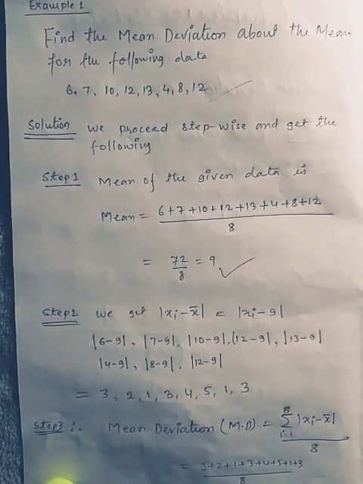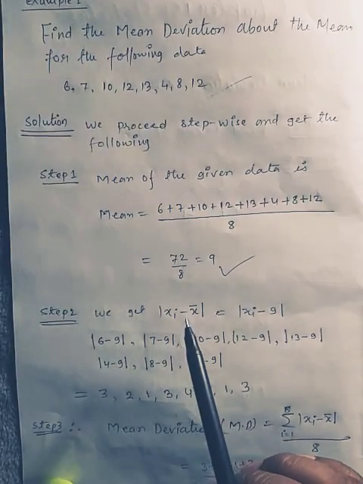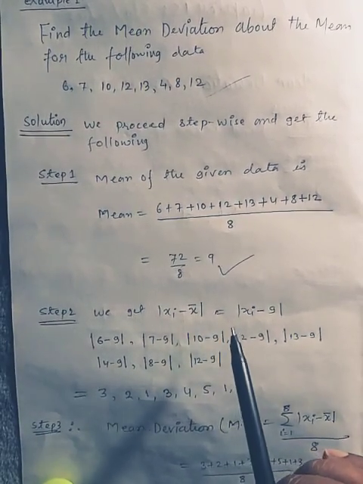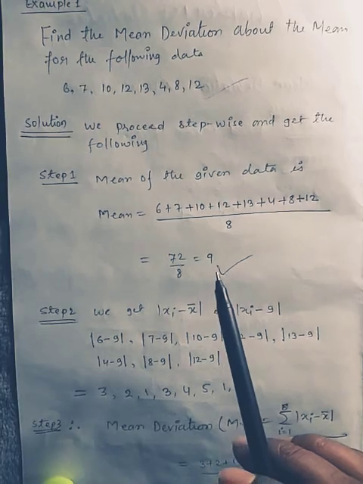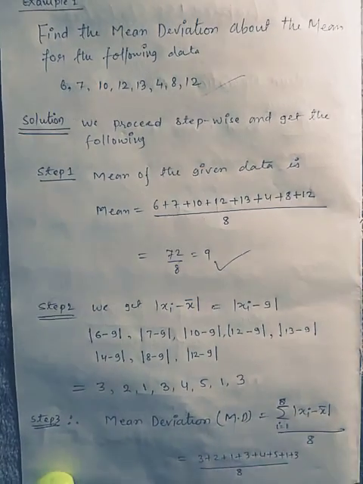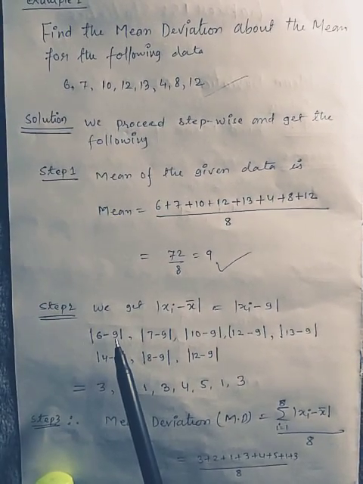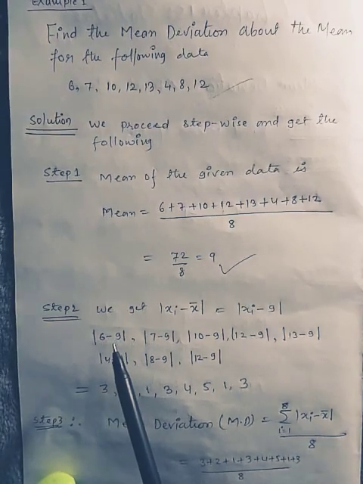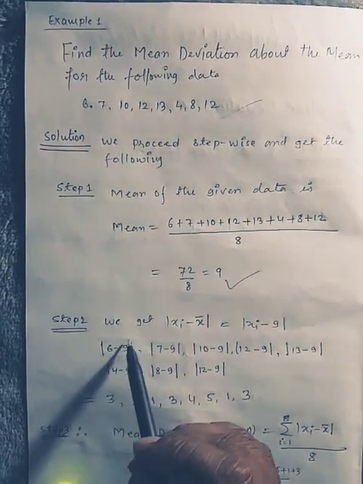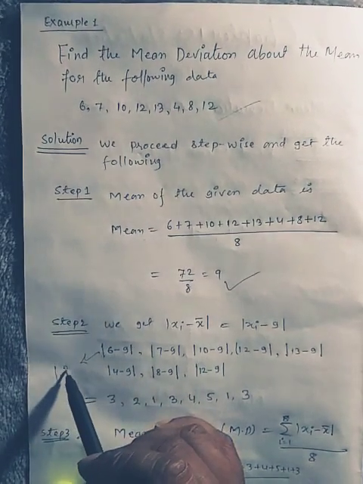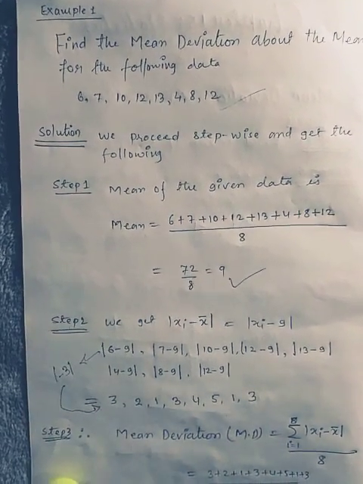Step 2, we get mod under xi minus mean, that is summation of mod xi minus 9, because mean we found is 9. So these are mod under 6 minus 9. Modulus is used for absolute value, that is we neglect the negative sign. So after simplifying, this bracket gives mod under minus 3, which is equal to 3.